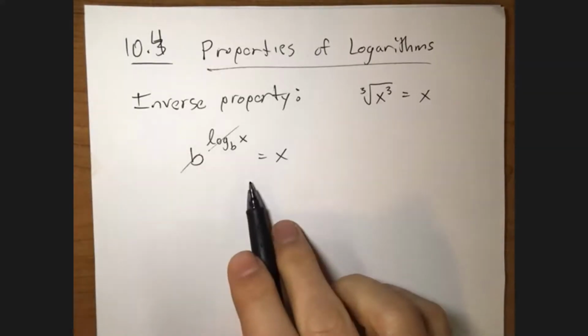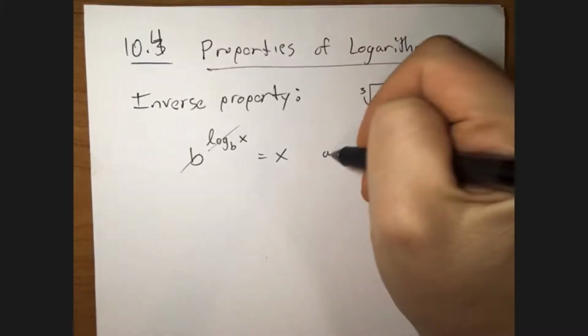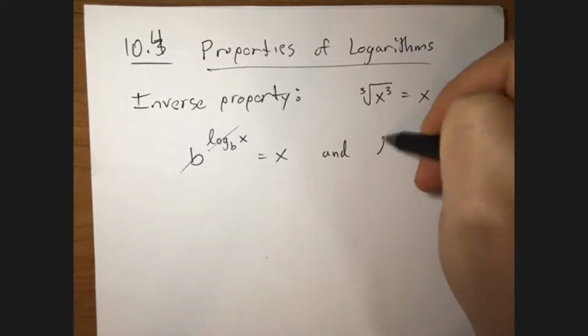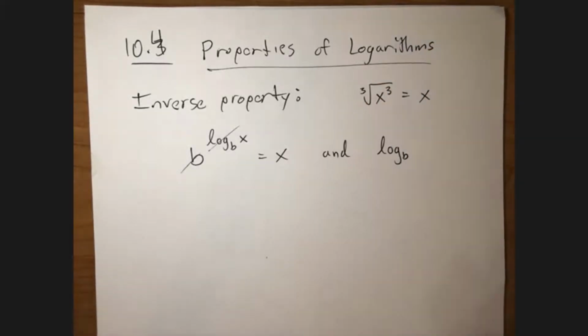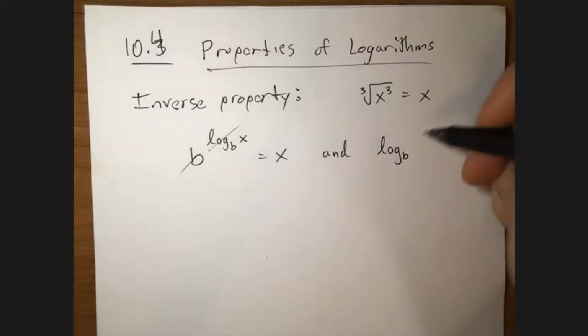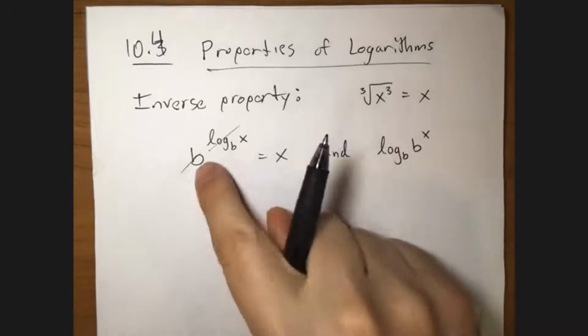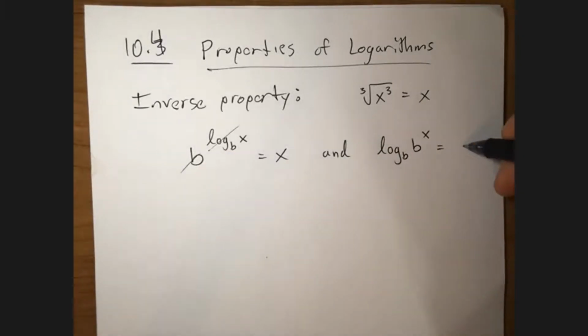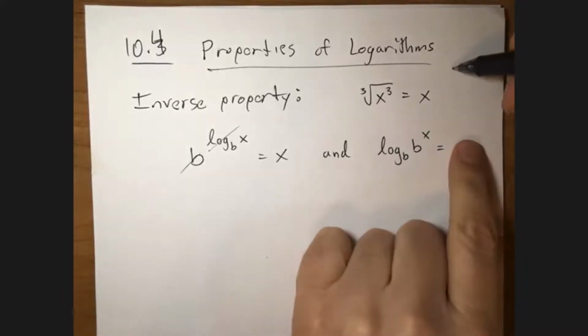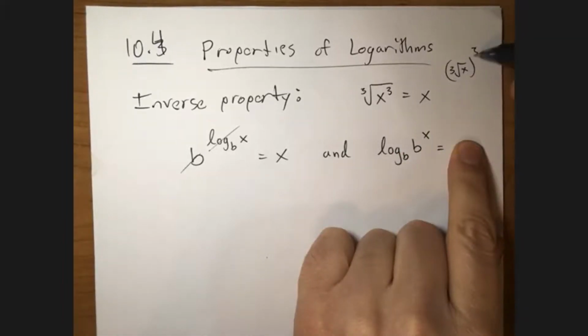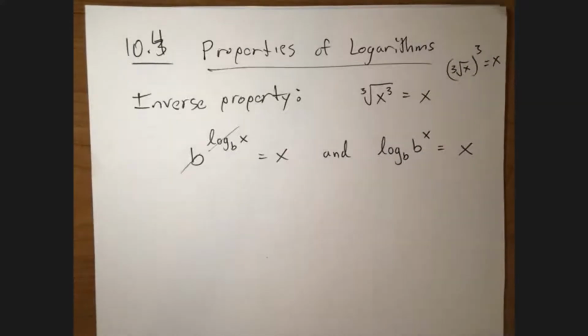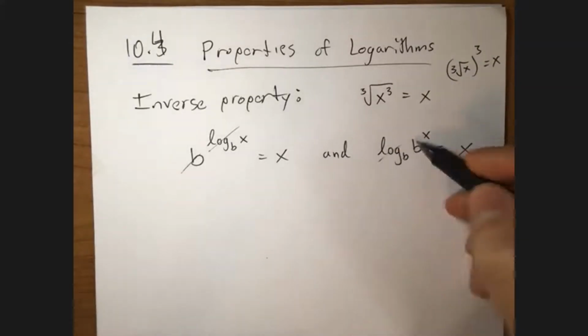And it works the other way too. If I take the log and I plug in the exponential function with the same base, these bases have to be the same number. Right? These have to be the same. What do I get? Again, x. Right? Just like if I took the cube root of x and cubed it, I would get x. Same thing. They're inverse functions, so that's how they behave. They cancel each other out.